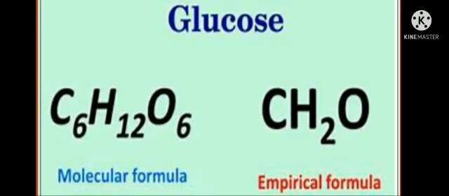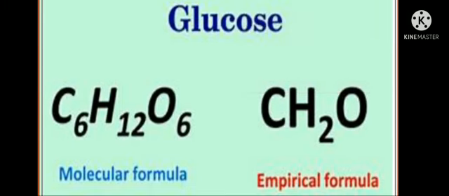Here we have one more example to explain empirical formula and molecular formula. The example is glucose. The glucose with the molecular formula C6H12O6. The ratio of carbon, hydrogen and oxygen is 1:2:1. Hence, the empirical formula of glucose is CH2O. Again, I repeat, glucose with the molecular formula C6H12O6, where the empirical formula is CH2O.